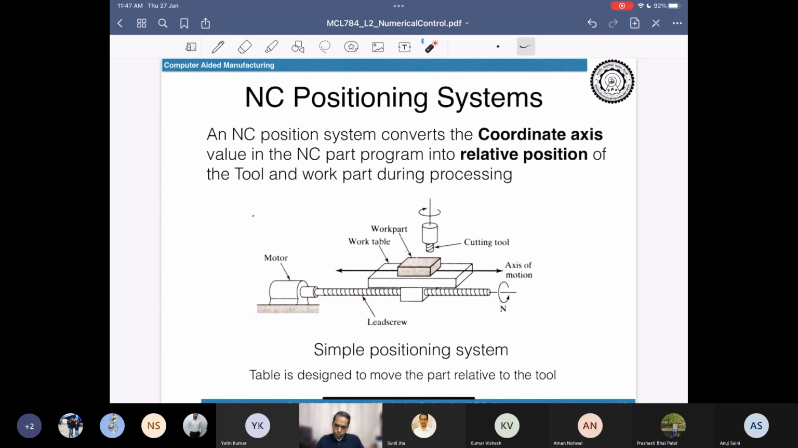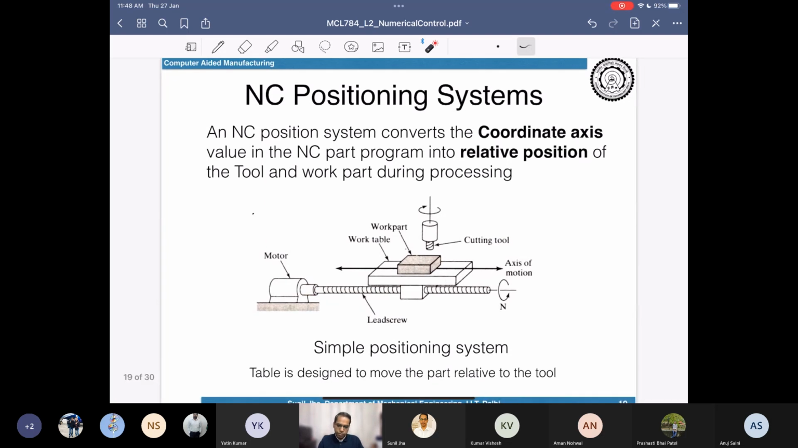When we talk about one single axis of motion, if you see here, you have one axis like this. You have a motor coupled with a lead screw over here. We are taking the example of a lead screw because that is common in machine tools, but sometimes you will also use a timing belt and pulley arrangement to make that particular axis of motion possible.